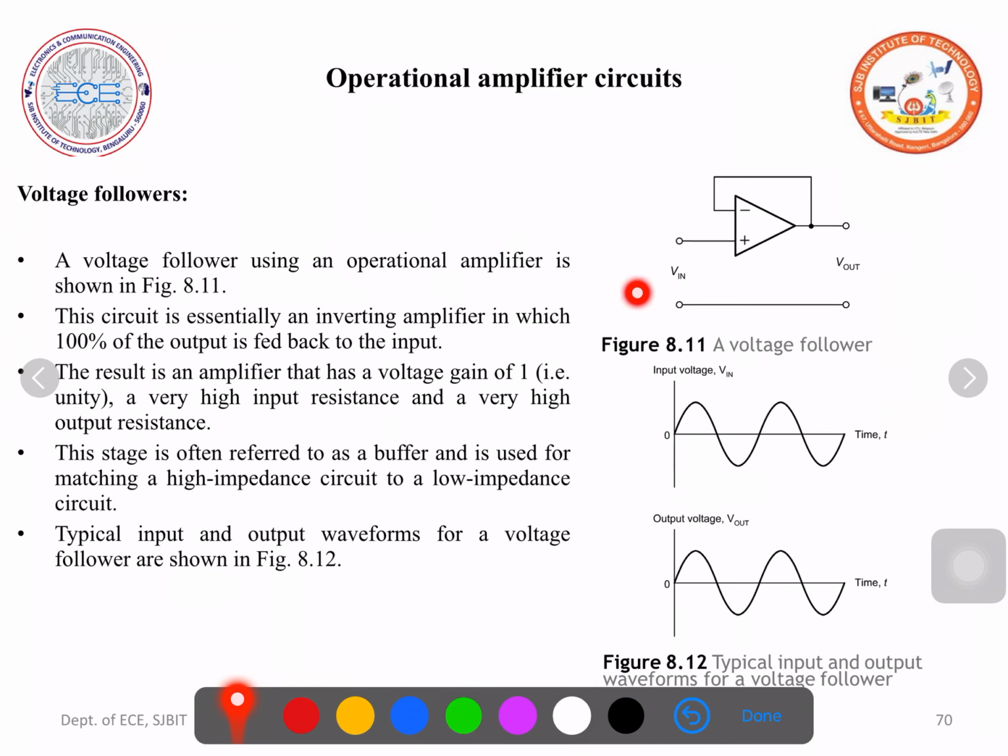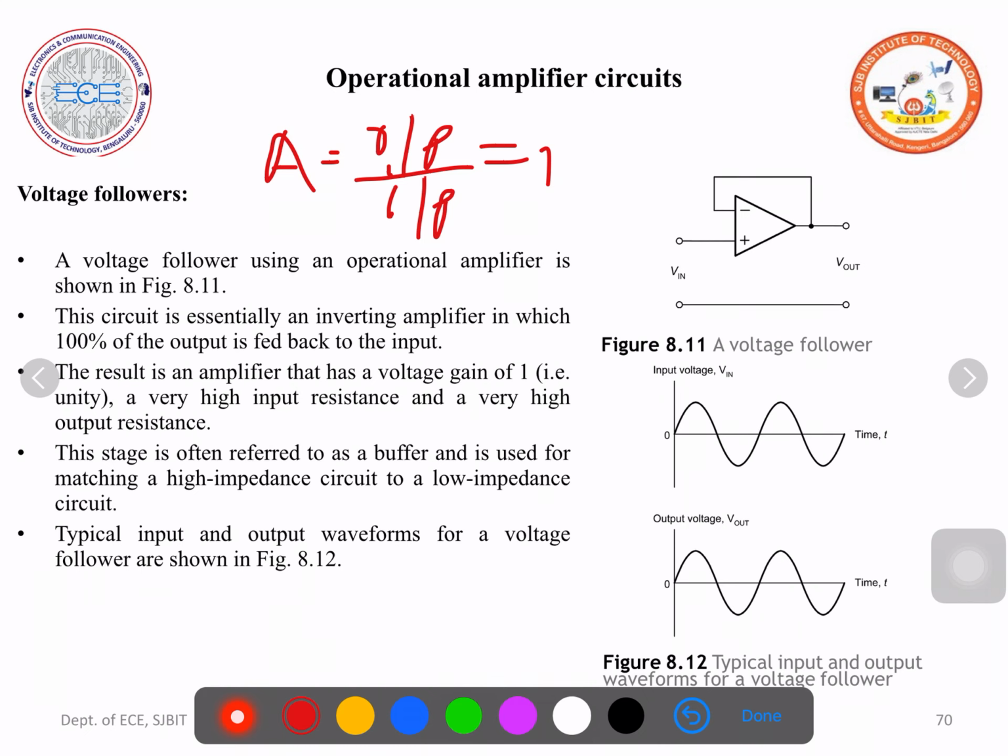If the output follows the input, it is the same. Output is same as the input. Then what is the use? Why is it called a unity gain amplifier? Gain is nothing but output by input, V out by V in. They are same. So you will get 1. So it is a unity gain amplifier.